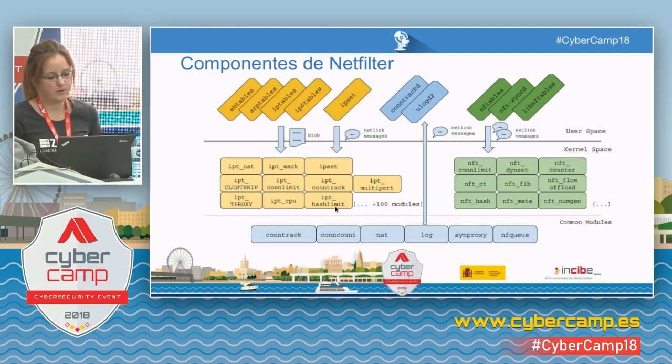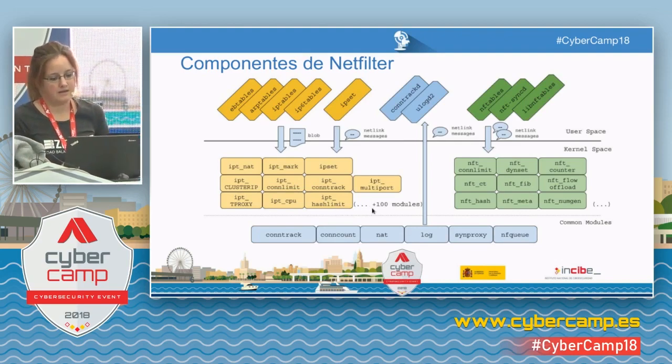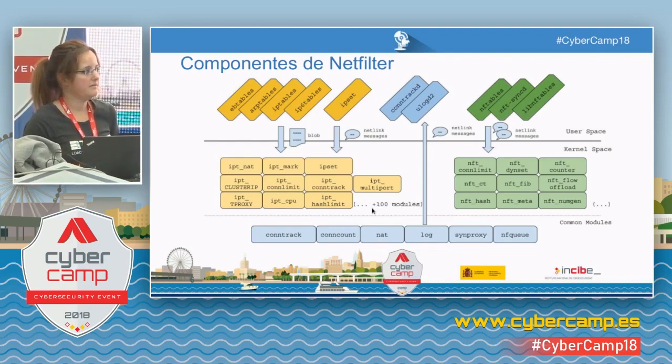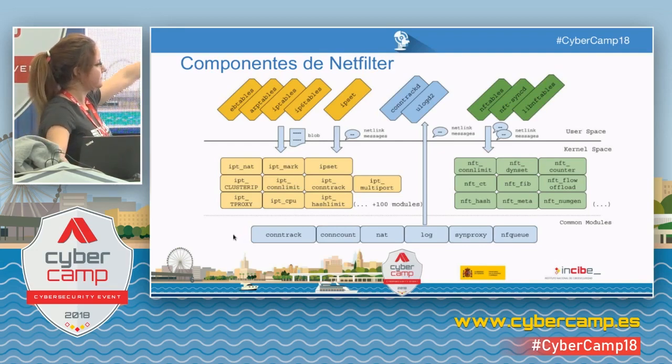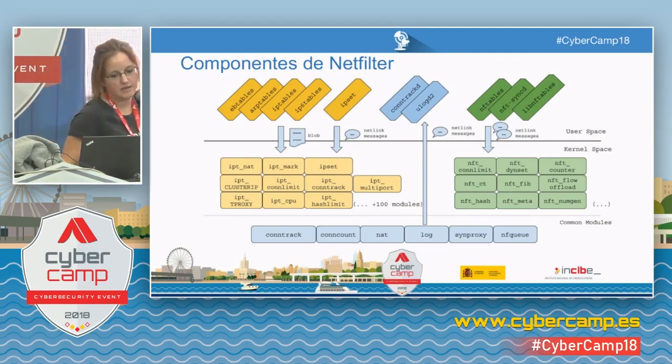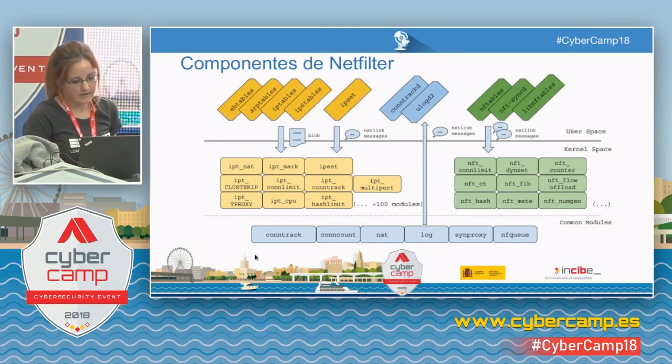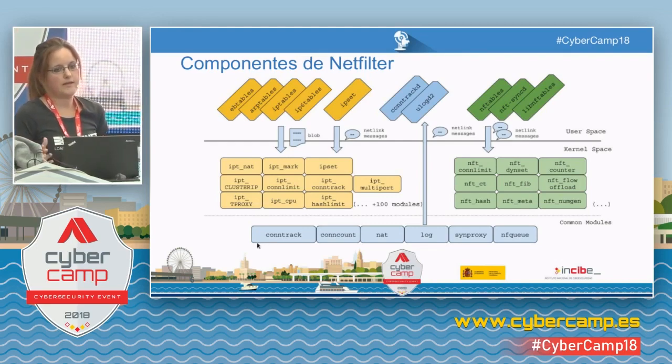Anyway, here we have a list of just a few examples, because iptables, in fact, has over 100 available modules for matching and managing different packages. Apart from that, at the bottom here, we have other modules of the kernel in blue, and those modules share all the Netfilter infrastructure, both for iptables and for the green area that we will see now.